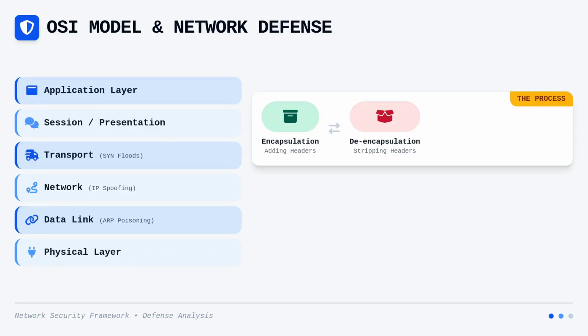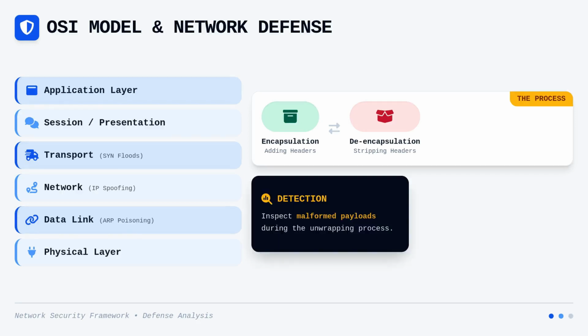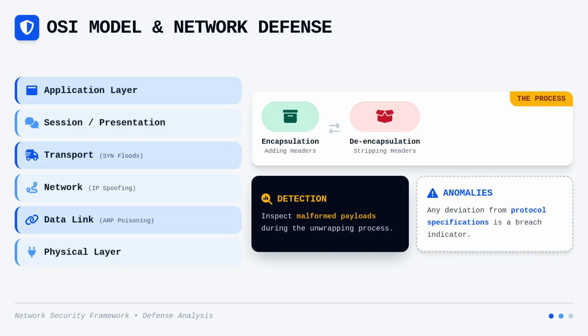By understanding the encapsulation process, where each layer adds its own header to the data packet, we can identify exactly where security violation takes place. De-encapsulation, the reverse process, is where a receiving system strips away those headers, and it is precisely during this unwrapping that we must inspect for anomalies or malformed payloads. If we treat the packet as a strictly structured data format, any deviation from the protocol specification becomes an immediate indicator of a potential security breach.